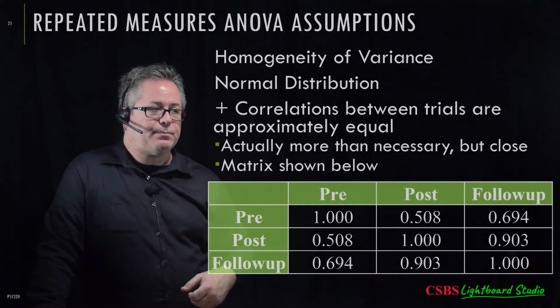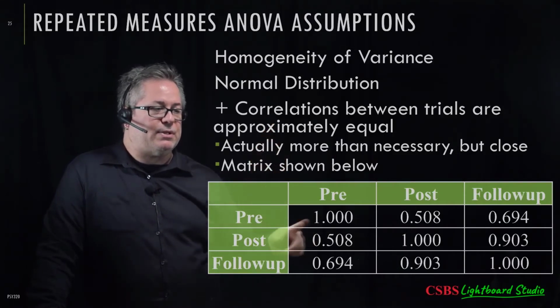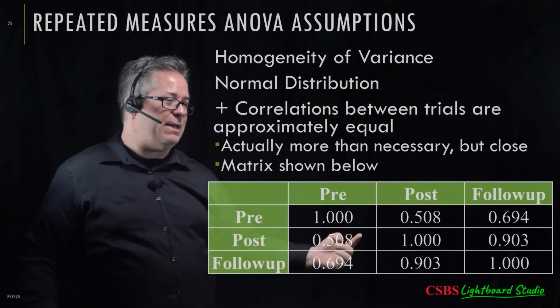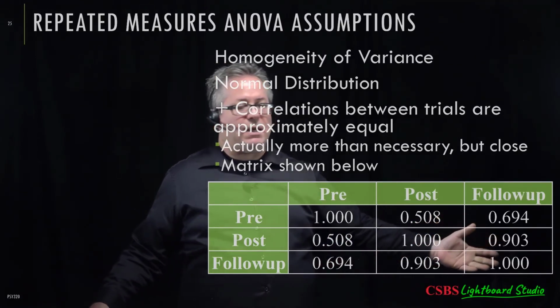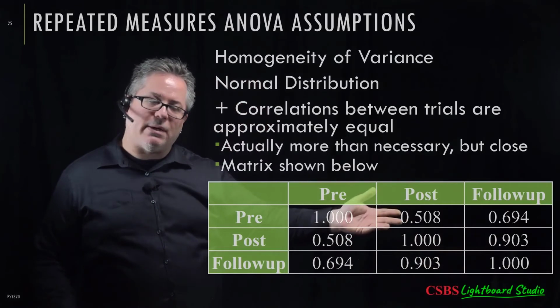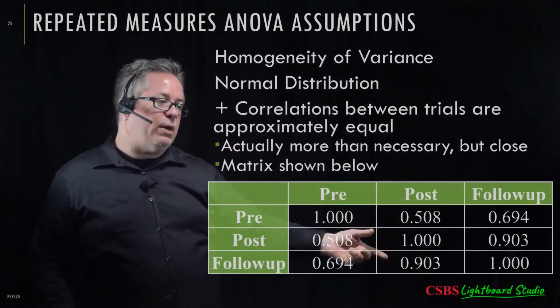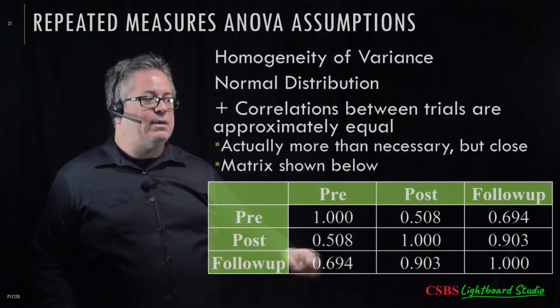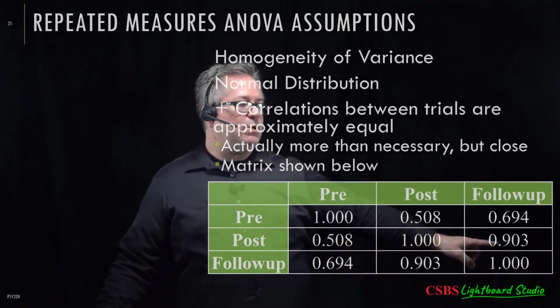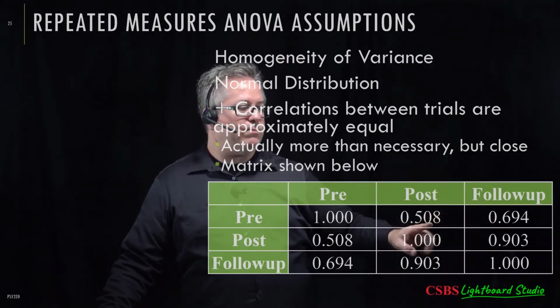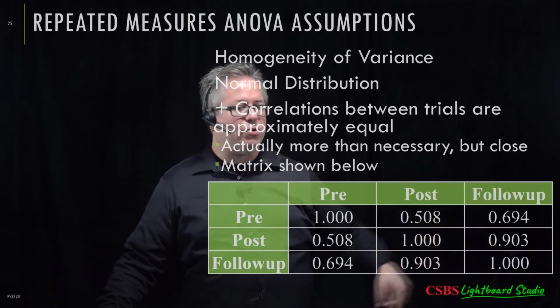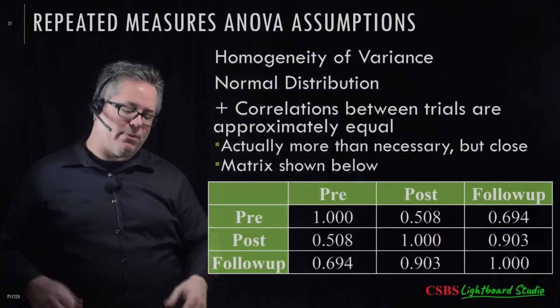All right. So we want the correlations between time points to stay consistent. It looks like here, maybe not. Maybe we're having an issue. The highest correlation you can have is a 1, and we'll talk about it next. With post and follow-up, we're getting closer to that, we're getting 0.9. But between pre and post and pre and follow-up, they're at 0.51 and 0.69. They're not quite as strong. This is a much stronger correlation. So does that represent a problem?